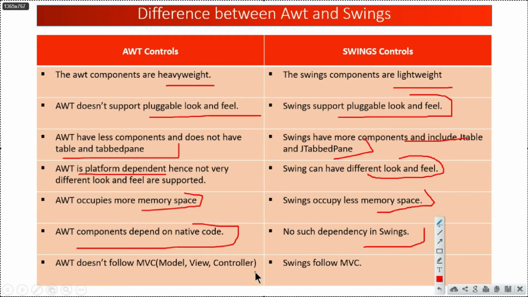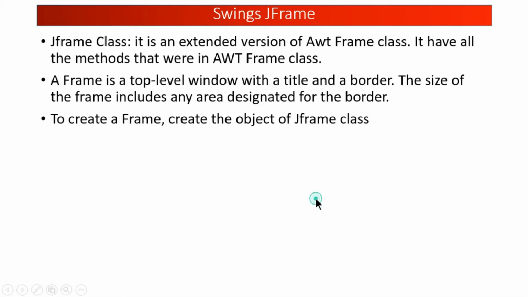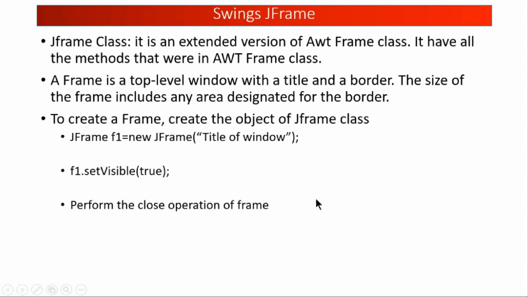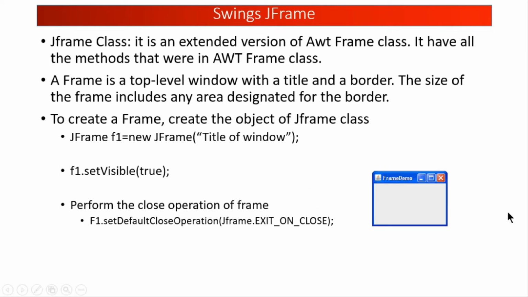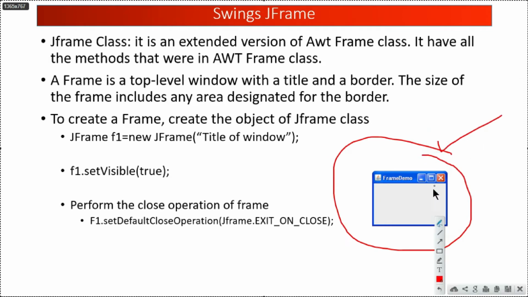Okay, so let's continue with our swing controls then. First of all, swing JFrame. It is similar to a frame in your AWT class. Similar to an AWT frame, it will give you a title window, and it will give you a border window as well. As you can see, a JFrame will look like this one, with a title bar and these minimize, maximize, and close options.